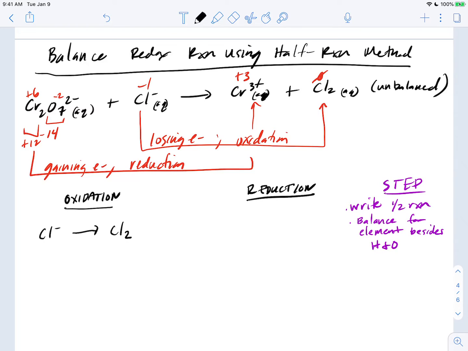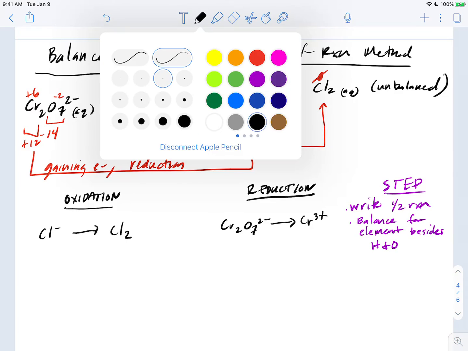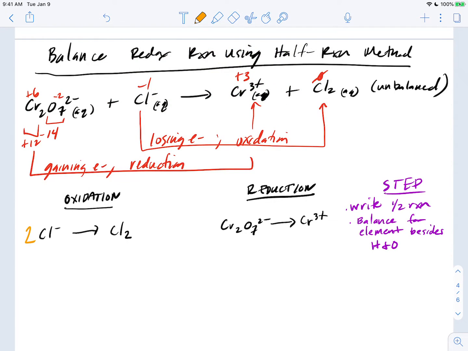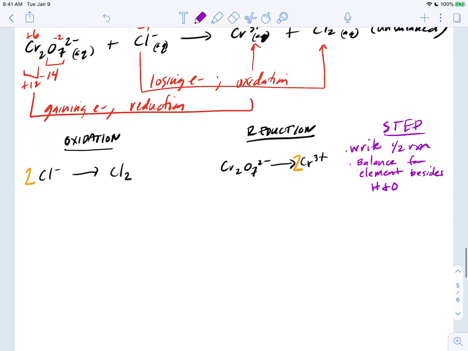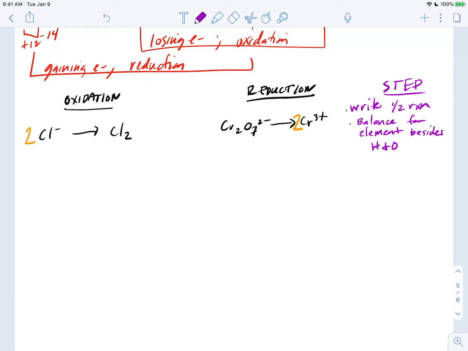Okay, and then on the reduction side, we have Cr2O7 2 minus goes to Cr3 plus. Okay, so we're going to balance all elements except for our oxygen and hydrogen. So on this side, we have 2 chlorines, so I'm going to put a 2, in orange so you can see the step we're doing. And then on this side, we have 2 chromiums and 1 chromium, so I'm going to put 2 chromiums there. Okay, and then the next step we're going to do is balance for oxygen.